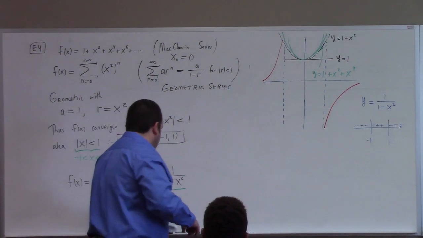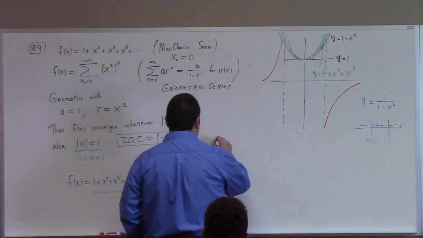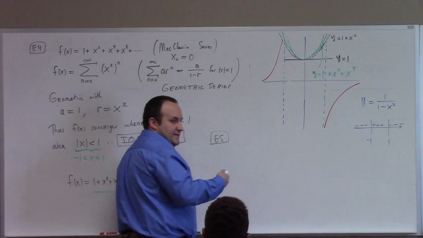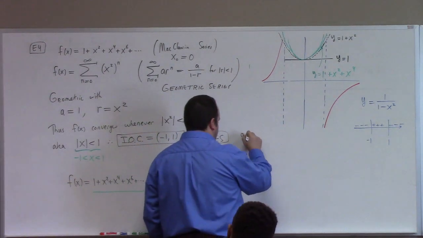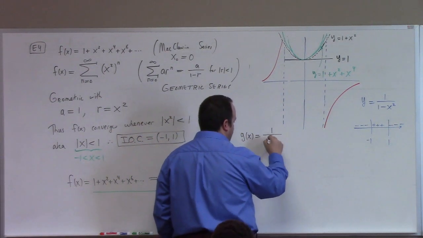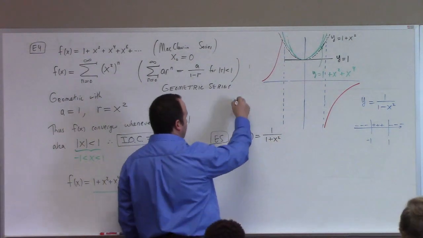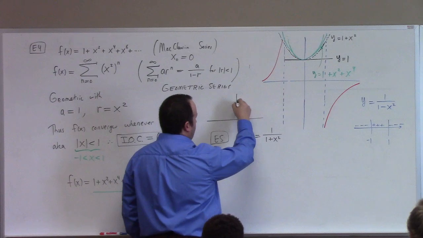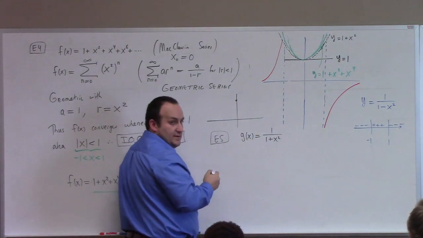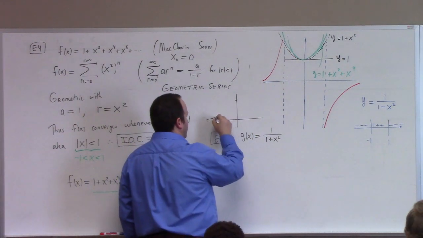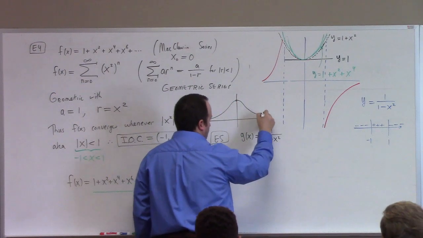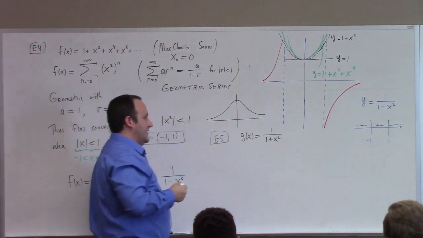Yeah. Great question. So example 5. Let's turn the tables. Let's look at g of x equals 1 over 1 plus x squared, right? What's the graph of 1 over 1 plus x squared? This guy, it's 1 at 0, and it's just kind of boring, just kind of nondescript.